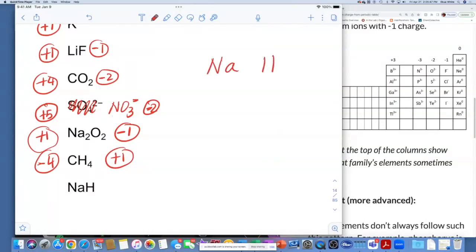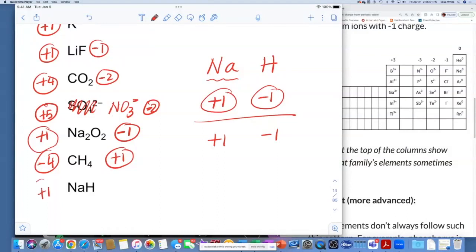Since sodium hydride, you have that group 1 metal that has to be assigned first. This would be plus 1, and this has to be minus 1 to adapt, right? Because this has to be total of minus 1, this has to be total of plus 1. So sodium will be plus 1, hydrogen will be minus 1. But in the previous combination, hydrogen was plus 1. That's why you can't just memorize these. You have to know the rules and know how to apply them, right?